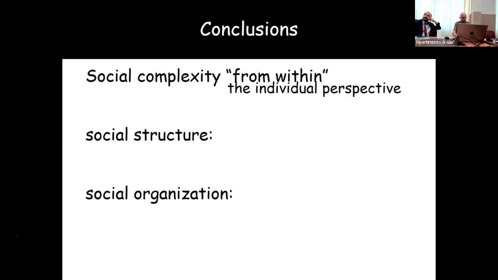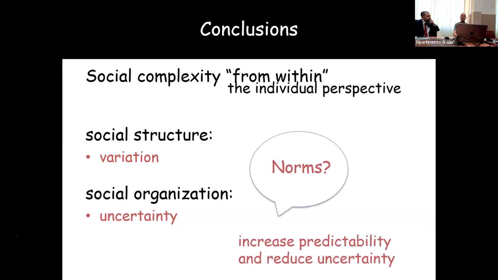I'm going to finish with a couple of conclusions, focusing on social complexity, the background of this talk. When we focus on social complexity from within, from the individual perspective, I showed the elements of social structure that influence it, that is variation, and for the social organization, looking at fission-fusion dynamics, the uncertainty. I think both will have room for ideas about studying norms, because norms increase predictability and reduce uncertainty. Variation creates unpredictability, so the increase of predictability is very valuable there, and reduced uncertainty is valuable for the elements of social organization I mentioned.